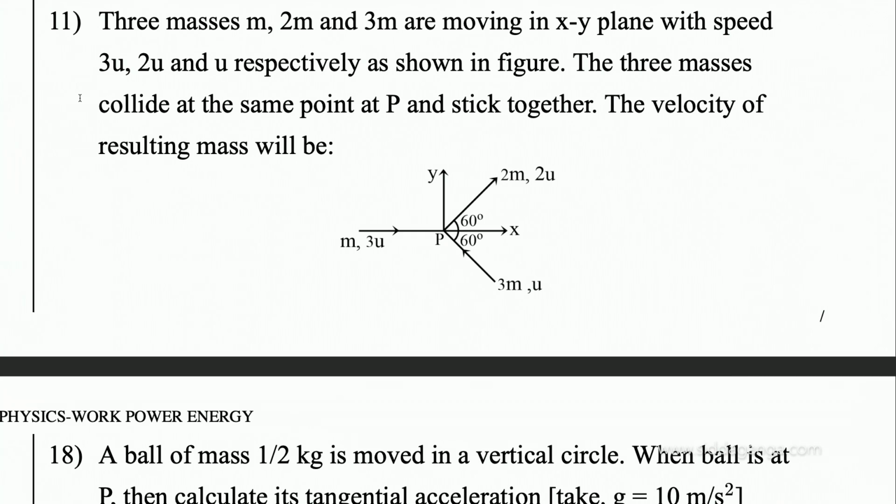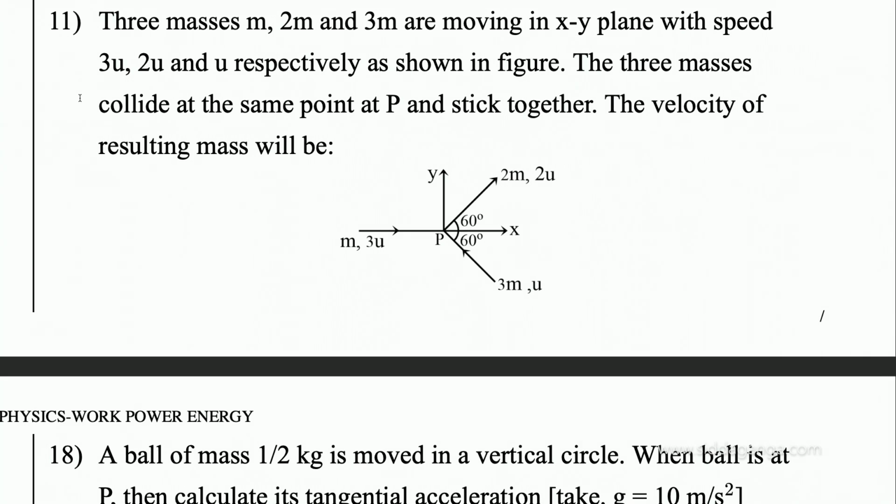So next, a somewhat good question, based on some vector representations. They have given 3 masses m, 2m, 3m moving in the xy plane with speeds 3u, 2u, u respectively as shown in the figure. The 3 masses collide at the same point P and stick together. In the question, the arrow marks are a little different. I will draw the correct picture.